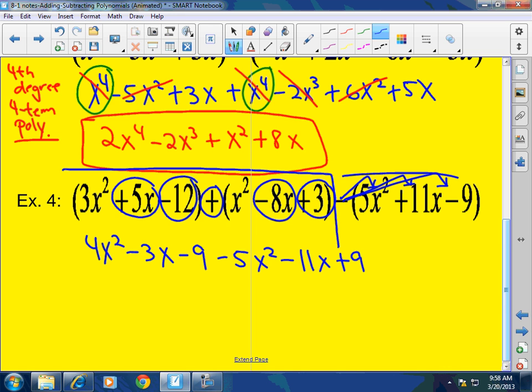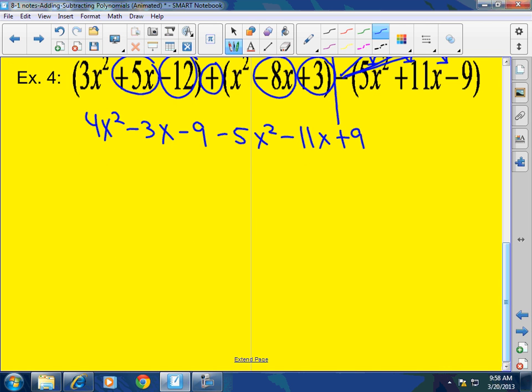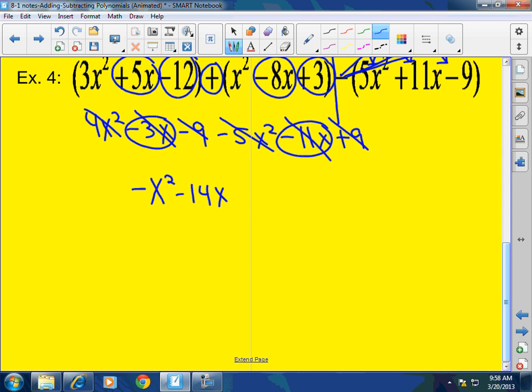Okay, what do I got then? What's my final answer? Okay, which is it? X squared or negative x squared? It's negative x squared, guys. 4x squared minus 5x squared is negative x squared. Minus 14x, because negative 3x minus 11x, goodbye. And then negative 9 plus 9, 0.